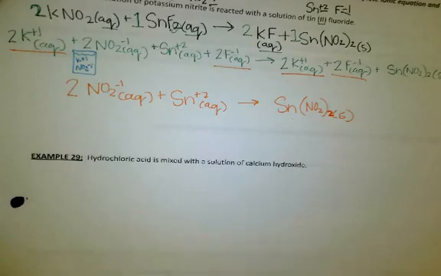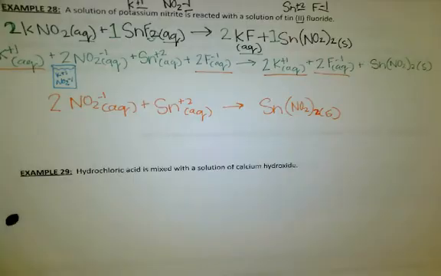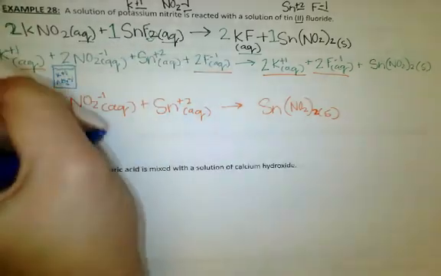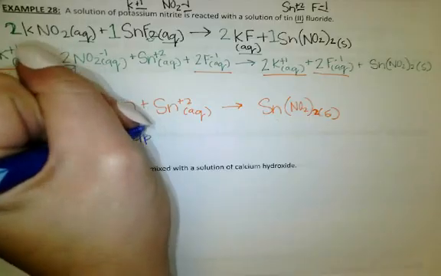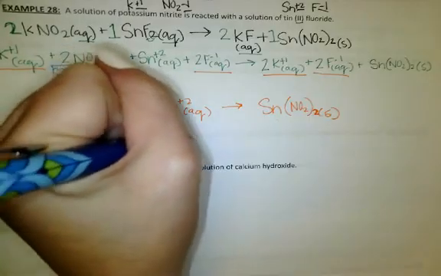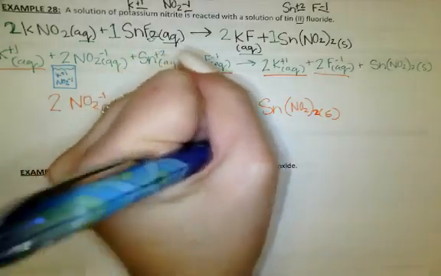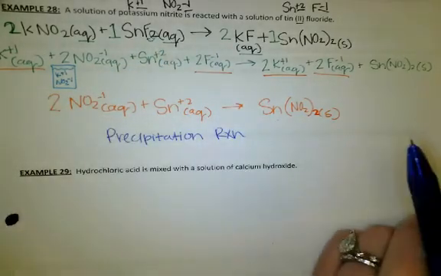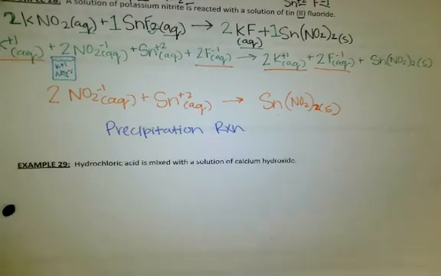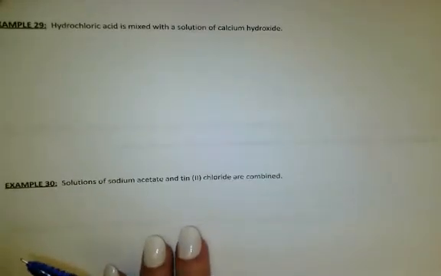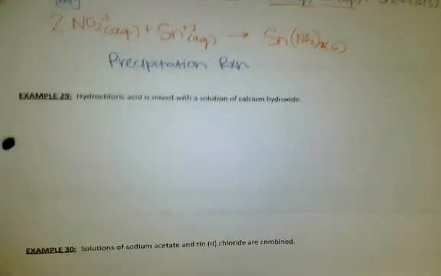Okay. Now let's look at the next one. Oh wait, last thing, we gotta label it. Duh. What kind of reaction is this? This is a precipitation reaction. How do we know it's a precipitation reaction? Because it made a solid. Okay? 2 solutions came together and made a solid. That makes it a precipitation reaction. Okay? The net is the one without the spectator. Yeah. All right, next one.